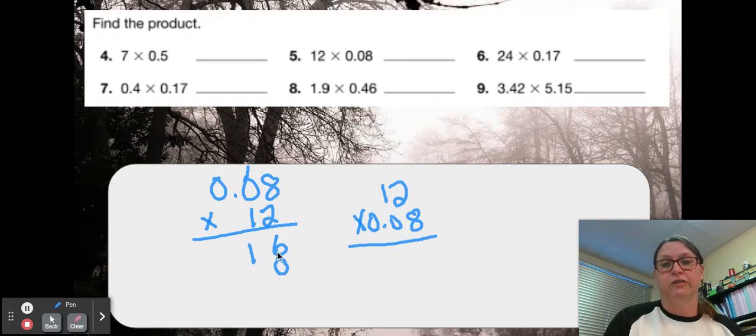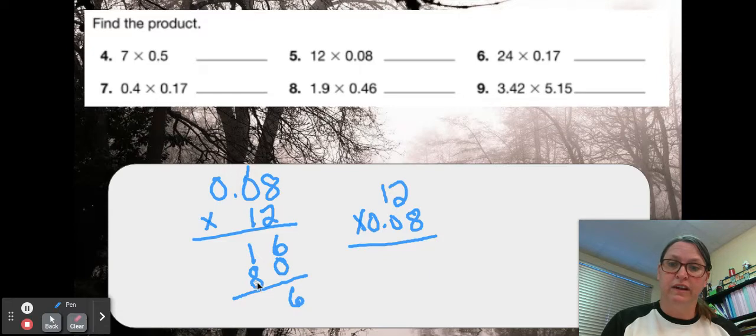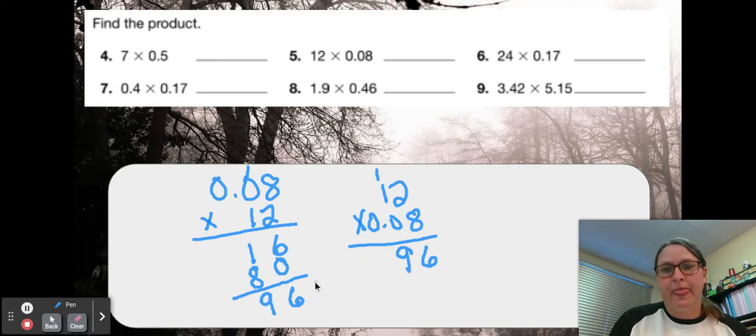Now I got to put my placeholder here, and 1 times 8 is 8. 1 times 0 is 0. 1 times 0 is 0. So now I've got 6 plus 0 is 6. 8 plus 1 is 9. I could do the same thing here. 8 times 2 is 16. 8 times 1 is 8, plus 1 is 9. 0 times anything is 0, and 0 times anything is 0.